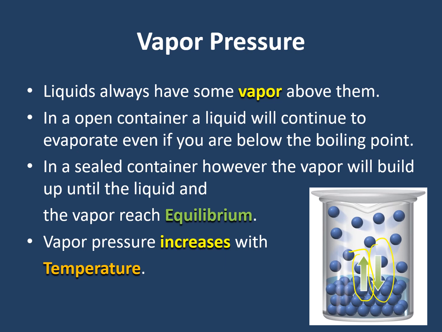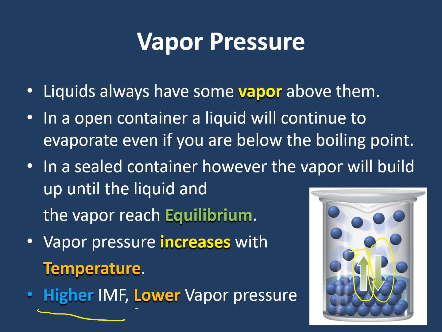Now, let's talk about how vapor pressure is affected by intermolecular forces. Basically, higher intermolecular force strength will result in a lower vapor pressure. If you think about the reason why this occurs, it hopefully makes some sense. In order for our liquid molecules to go into the gaseous state, the intermolecular forces holding the liquid molecules together have to be broken. The stronger they are, the less likely those molecules will break apart and evaporate into the gaseous state. So the stronger your intermolecular force strength, the lower the vapor pressure of your liquid will be.